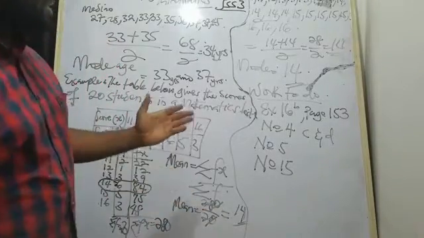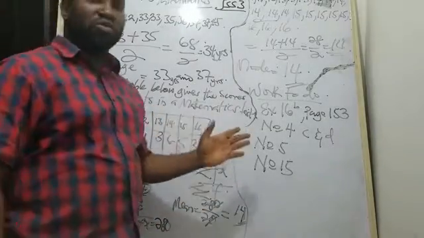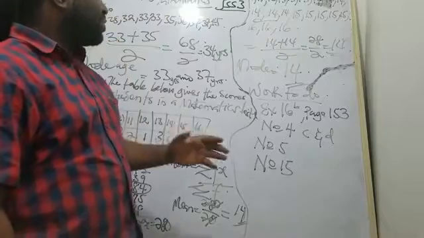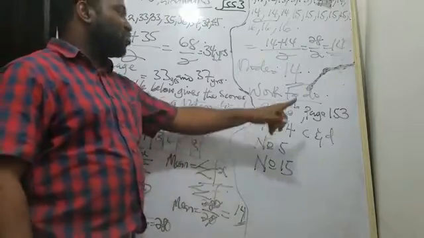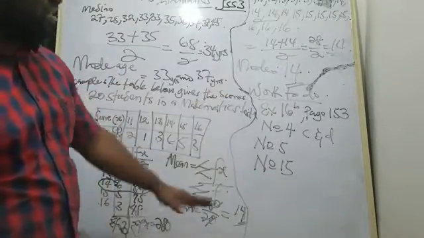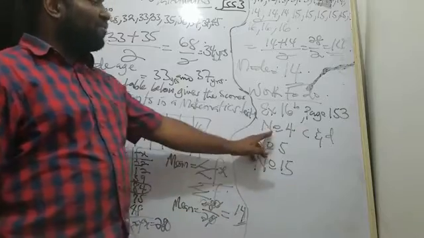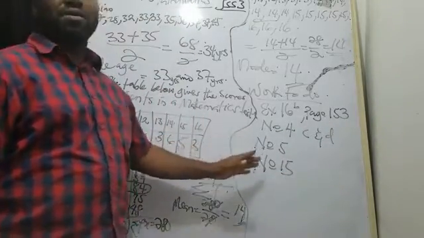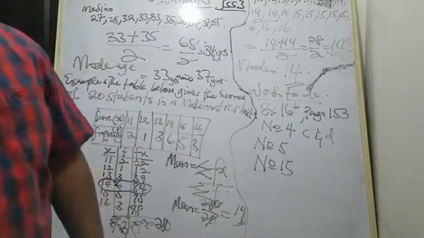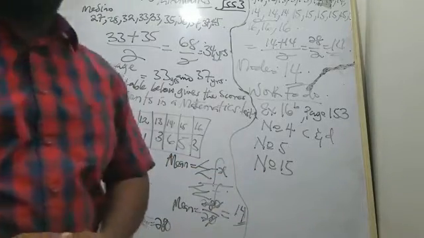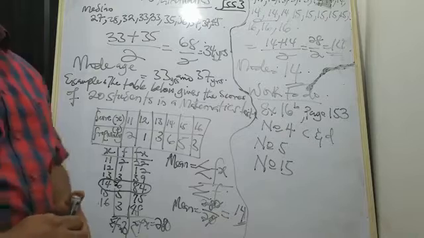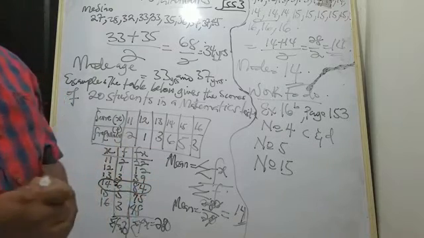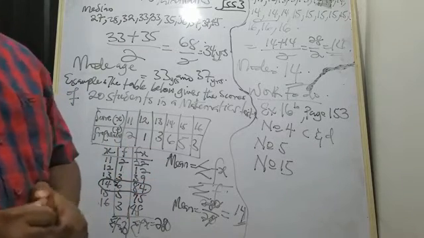Now, please, students, pay attention. This is work to do. In your textbook, page 153, exercise 16b, do number 4, C and D, and then you do number 5 and number 15. Please do it in your note, snap it, and send it to me. Thank you.